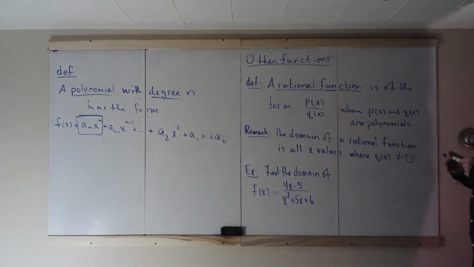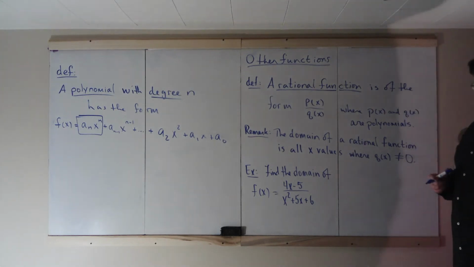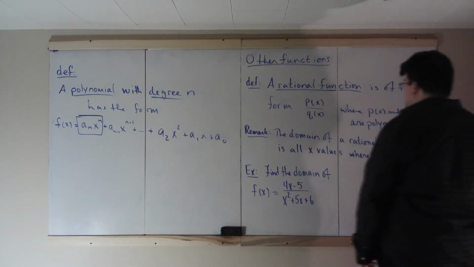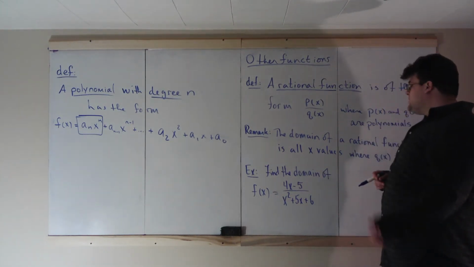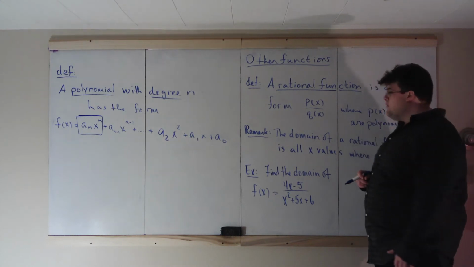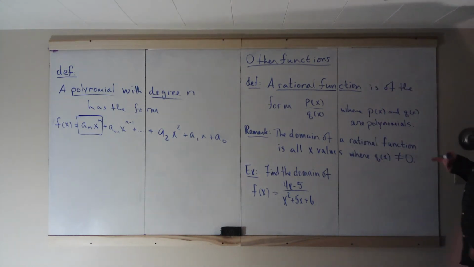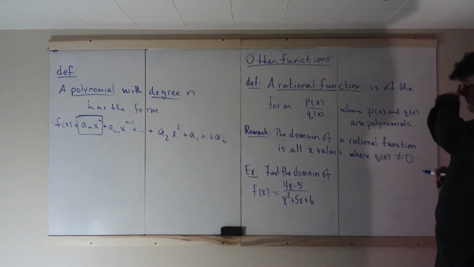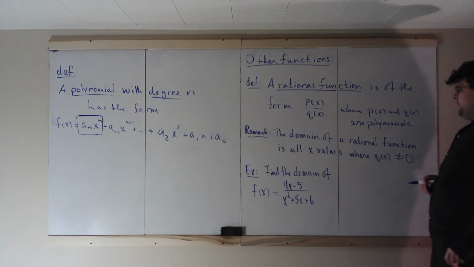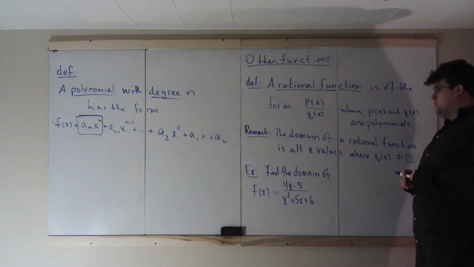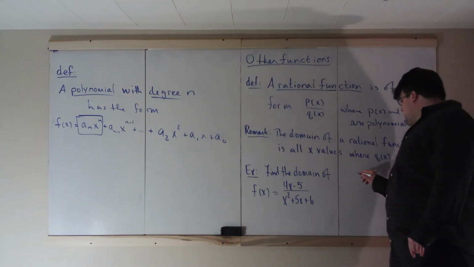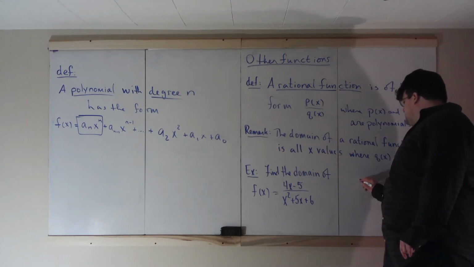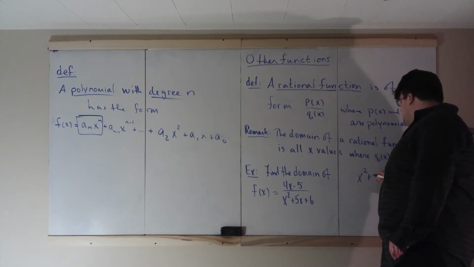And we could find the domain of a rational function. The domain of a rational function, remember, the domain is the set of inputs. Into a rational function, you can input anything except where the denominator is 0. Domain of a rational function is all x values where q of x, the denominator, is not equal to 0. So let's look at this example. Find the domain of this rational function. Well, we need to find where the denominator is 0. This is 4x minus 5 over x squared plus 5x plus 6. So let's find where the denominator is 0.